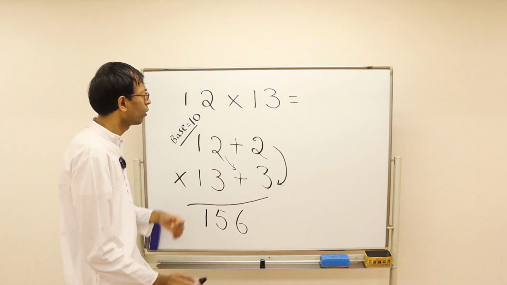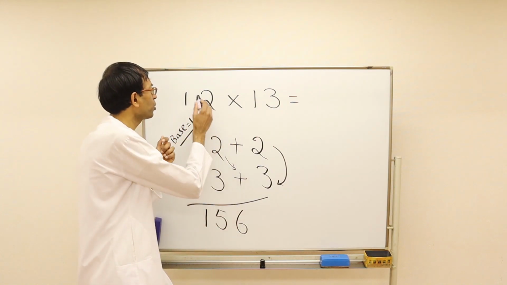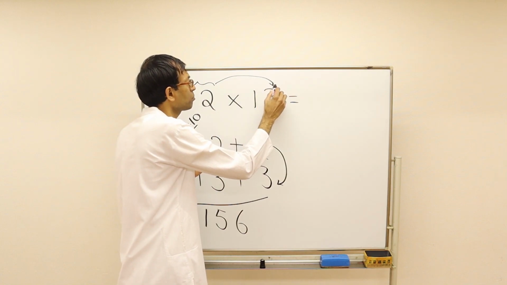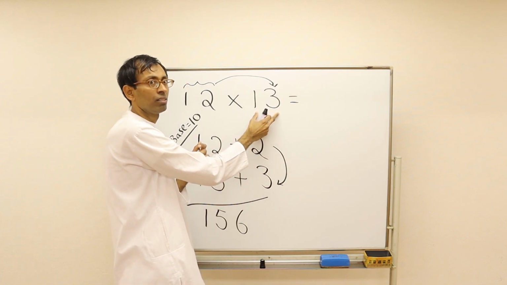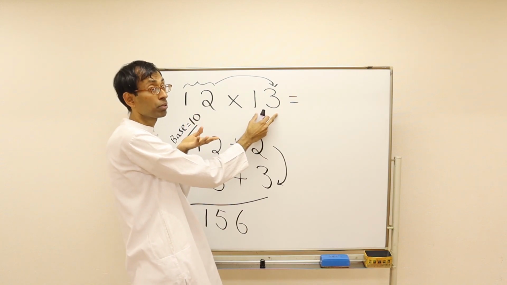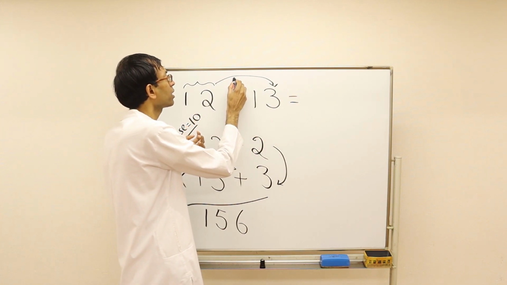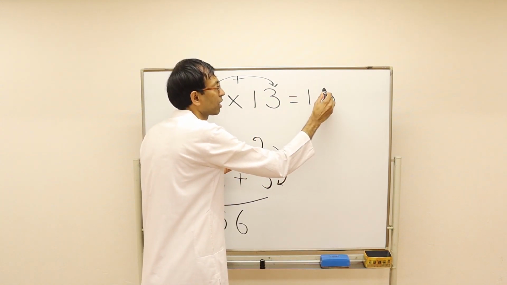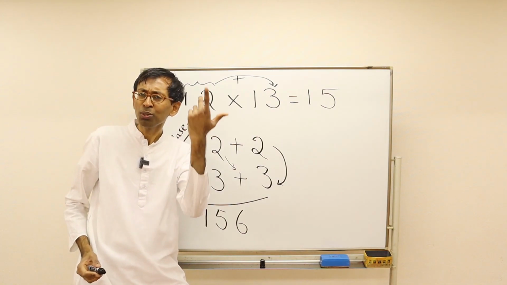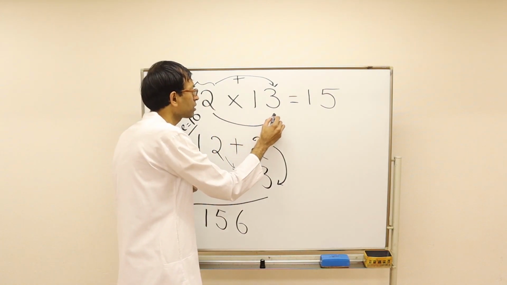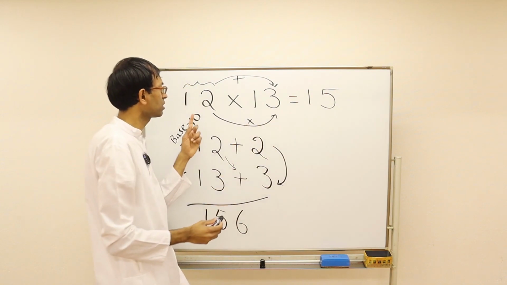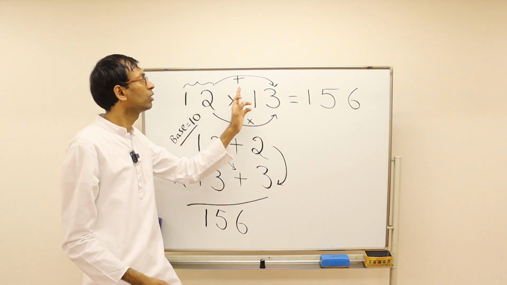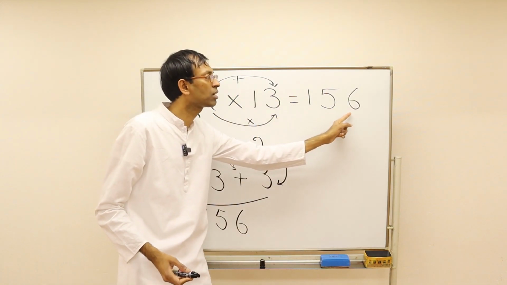How to do it? First, we add this number to the proximity here. The proximity is 3 because 13 is 3 away from 10. So step 1 is 12 plus 3, which is 15. And step 2 is simply to multiply the proximities: 2 and 3, you multiply them, it's 6. First, it's an addition. Second, it's a multiplication.